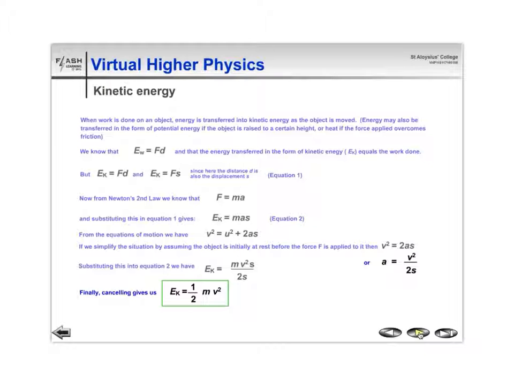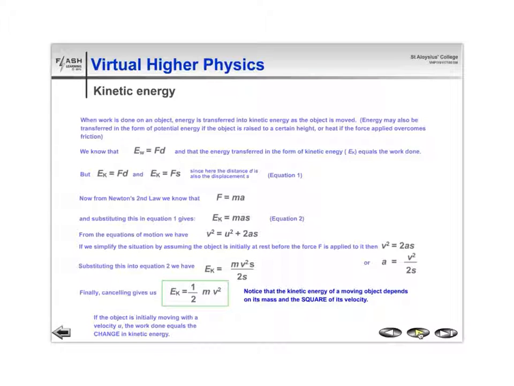And if u is not equal to 0, then it's worth noting that the work done is the change in kinetic energy, i.e. the kinetic energy before, the difference between it and the kinetic energy afterwards.